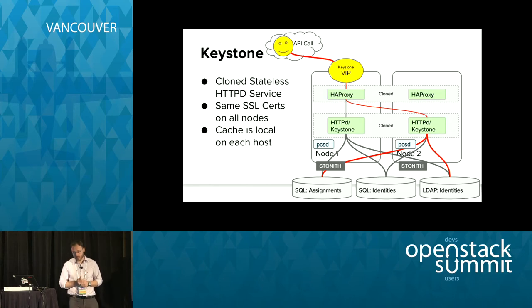and the Keystone service basically accesses the environment. The important thing to keep note of here is that each of the hosts should have the same identical SSL certificates. Otherwise, you're going to have some weird behaviors. So when we're configuring this environment, we have to make sure we copy the SSL certificates to all of the nodes. We also need to take notice that the caching for each of the services is local. So obviously, it would be a bit more efficient to have the calls coming to the same node every time.